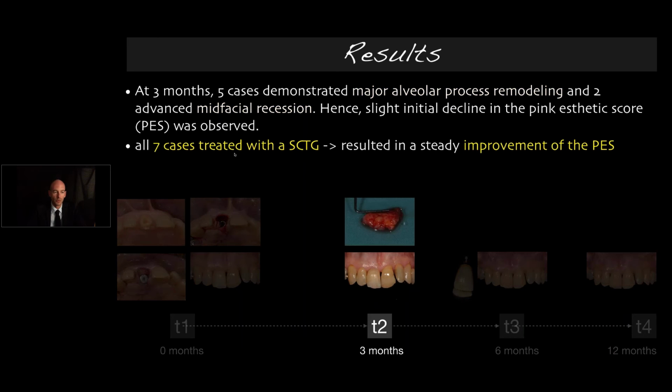Hence, a slight initial decline in the pink aesthetic score was observed. So what would they do? In 7 cases, they treated them with a connective tissue graft. And this resulted in a steady improvement of the aesthetic outcomes as measured by the pink aesthetic score.